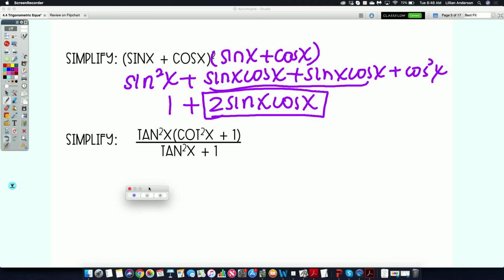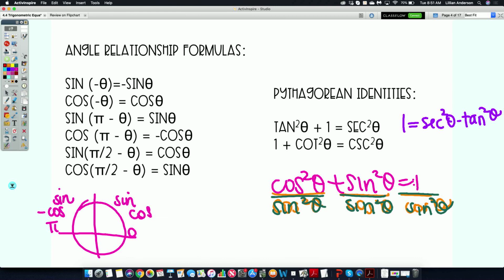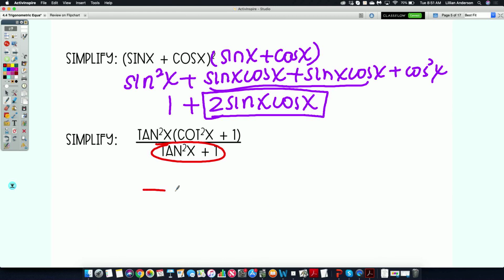You guys try the second one. How do we simplify this one? The denominator turns into what? Yes, the whole thing turns into secant, because that is that first Pythagorean identity. So it turns into secant squared. So my denominator becomes secant squared x.